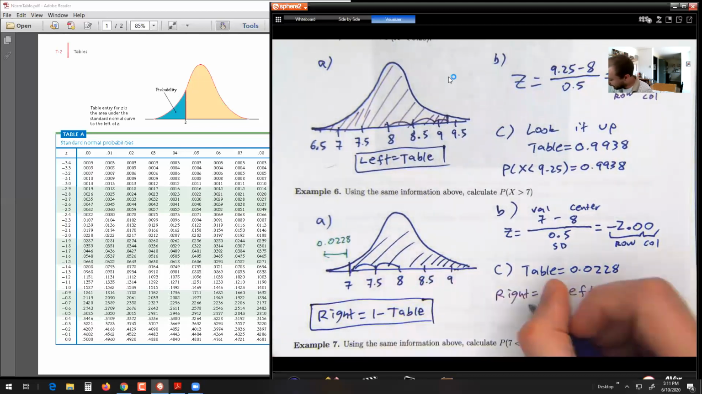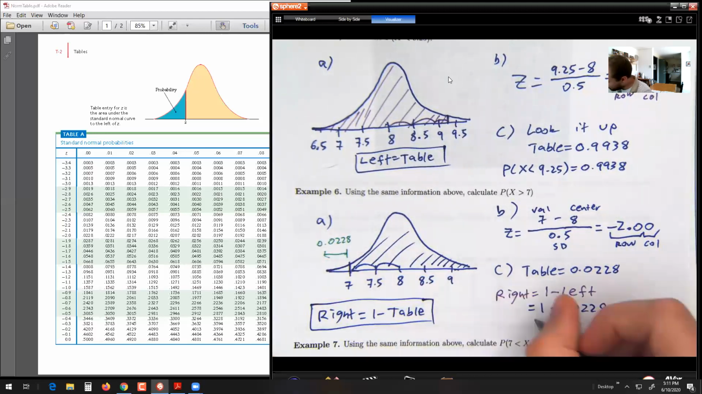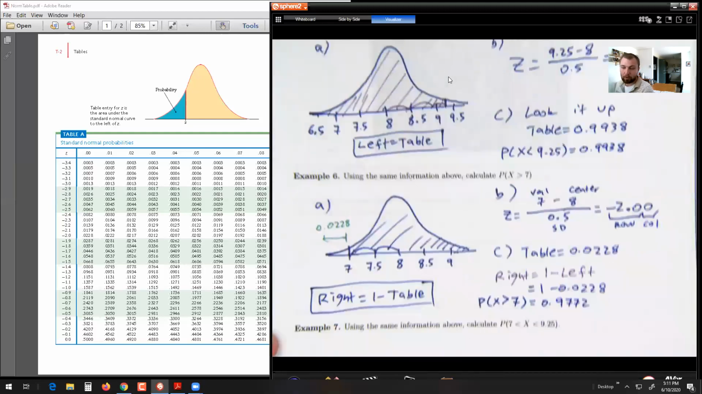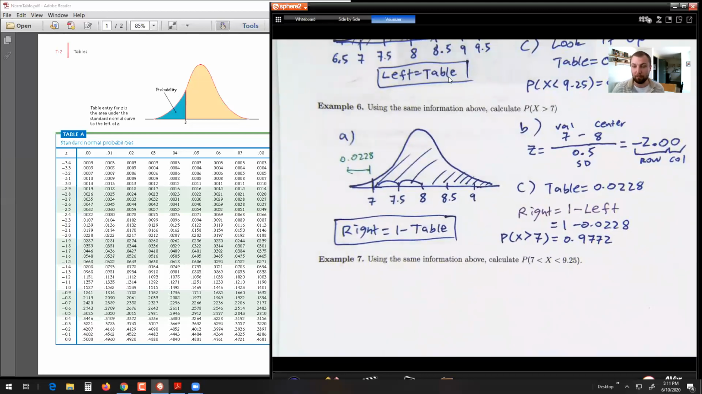In this case, I have 1 minus 0.0228, which gives me a probability of 0.9772 as the likelihood of someone getting 7 or more hours of sleep. So 97% of people get more than 7 hours of sleep. This is kind of the standard for minimum numbers of hours of sleep you should probably be getting. Let's look at the likelihood of getting between 7 and 9.25 hours.